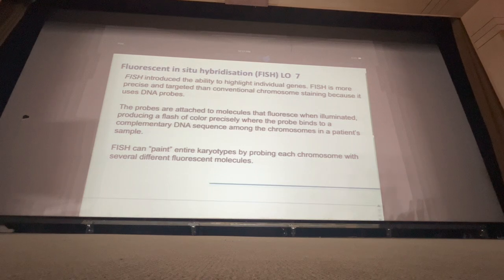The FISH technique, as you see, is fluorescent in situ hybridization. This is a method to highlight individual genes, to color out individual genes. FISH is more precise and targeted than conventional chromosome staining because it uses DNA probes. So we use certain colors to target specific areas of that chromosome. And this is more advanced.